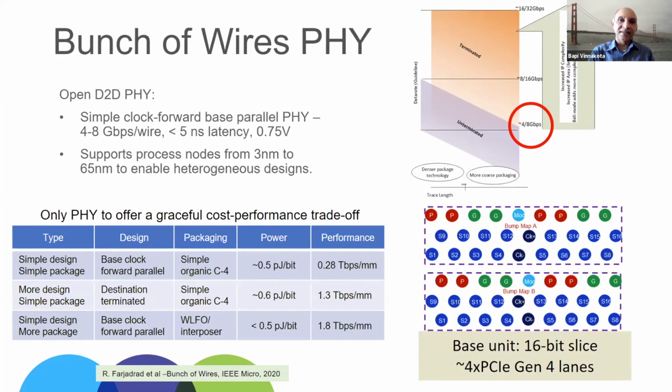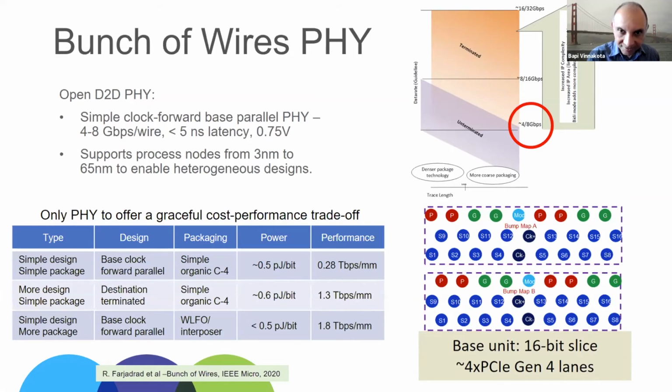The basic idea is that we want a PHY which can work at regular C4 bumps, and with micro bumps and interposers and RDL technology. We want a PHY where if somebody is interested in putting in more effort, they can get higher performance per lane. If somebody is interested in spending more on packaging, they can get higher bandwidth at the edge.